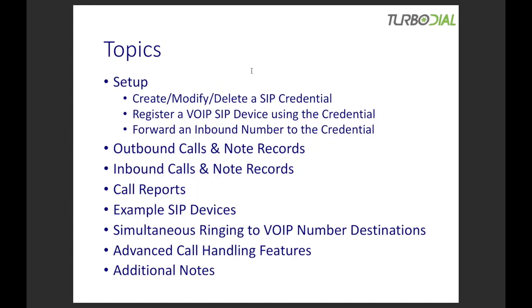So this video will go through these topics. First of all, we'll go through the setup procedures: how to create, modify, or delete a SIP credential, how to register a voice over IP SIP device using that credential so that you can make and receive phone calls from it, and how to forward an inbound number in your turboDial account to ring at a device that's registered using one of these credentials. We'll go through making outbound calls and the note records that turboDial creates for those calls, likewise inbound calls and those note records.